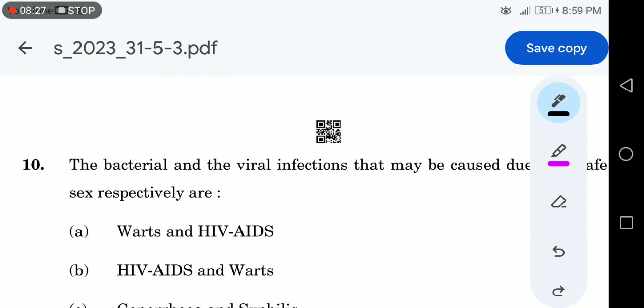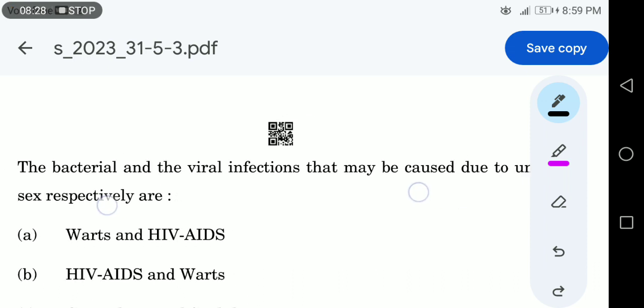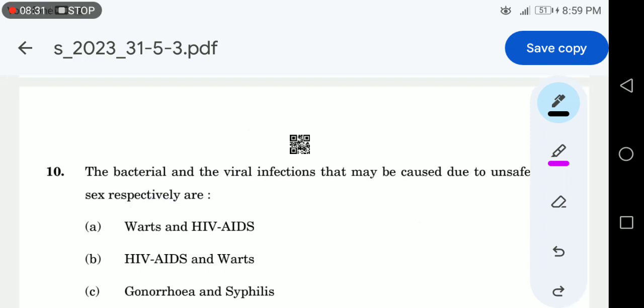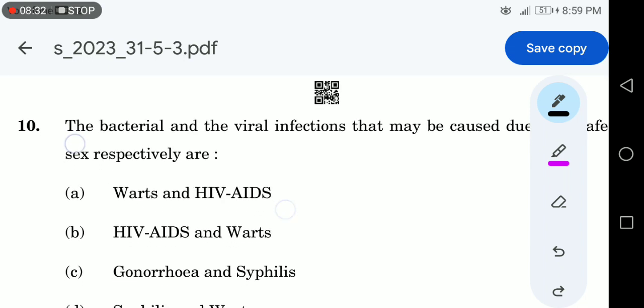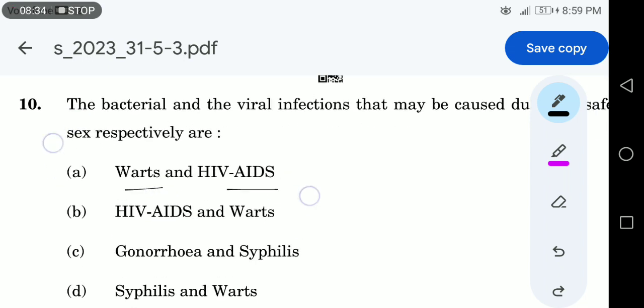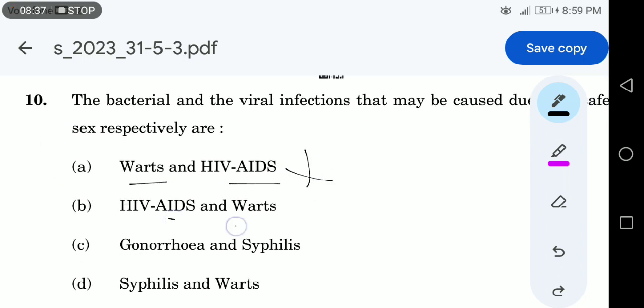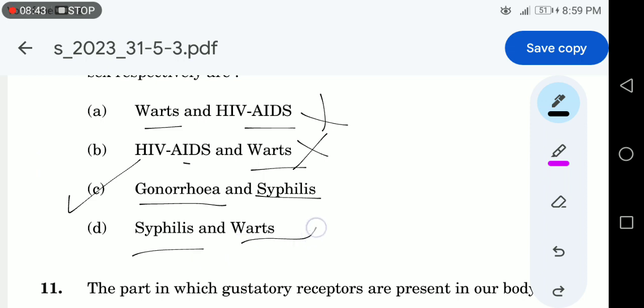The bacterial and viral infections that may be caused due to unsafe sex respectively are warts and HIV/AIDS. No, it's not. HIV/AIDS and warts, that is also not. Gonorrhea and syphilis are examples. Syphilis and warts, no. So the correct answer is option C.